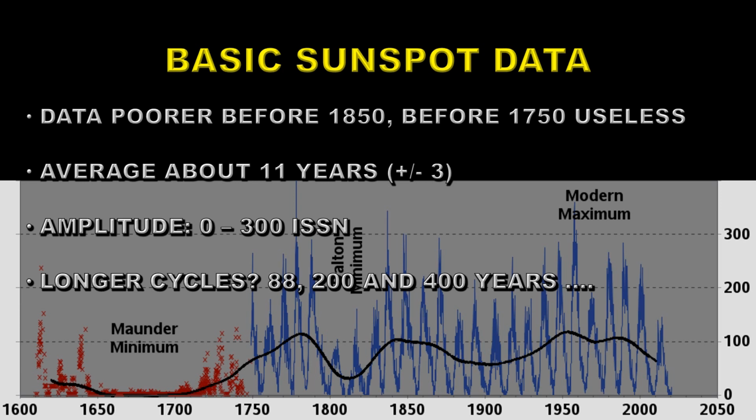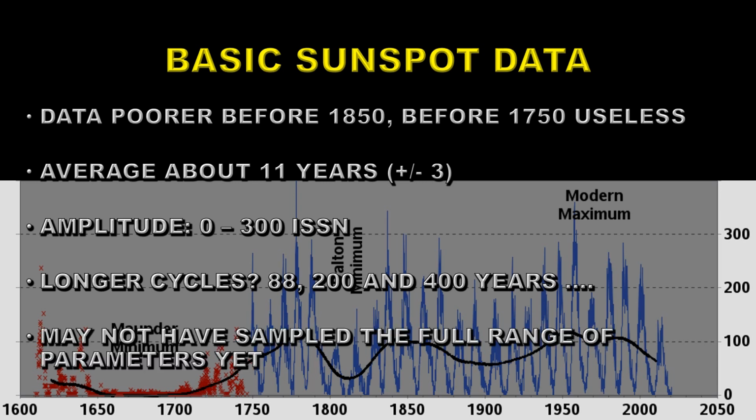This dark line here is a smooth sunspot number where we've smoothed it by an 11-year smoothing period. And so this is the average sunspot number as a function of time. And I don't see an 88-year period in there. I don't see a 200-year period in there. I don't see any periods in there, really. Any stable periods in there. So these longer cycles I take with a huge pinch of salt. And the other thing is we've only got 24 samples of the solar cycle. We may not have sampled the full range of parameters yet. There may be shorter or longer cycles. There may be larger or smaller cycles.